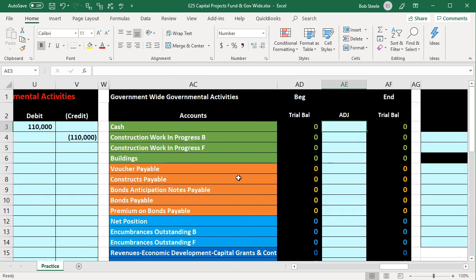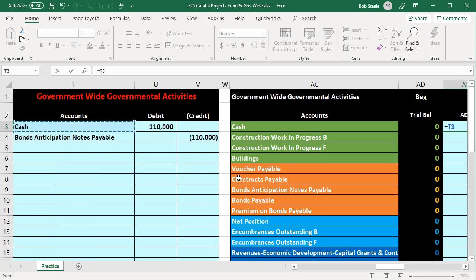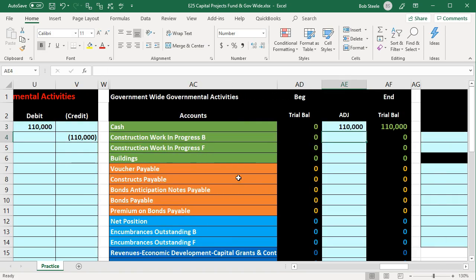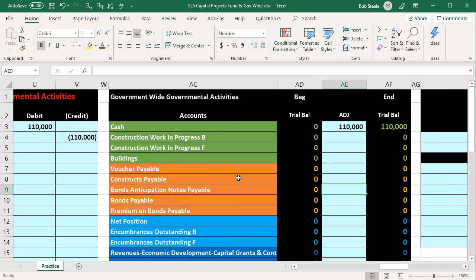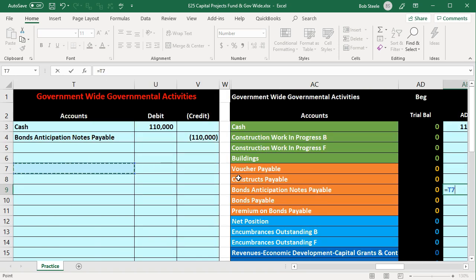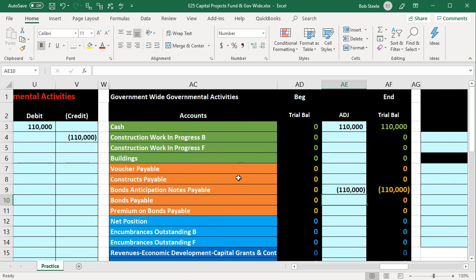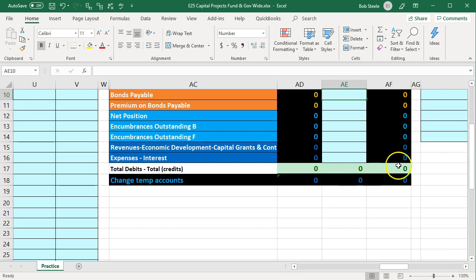So we're going to go to cash first. That's in AE3. Within AE3, I'm going to say equals. Scroll back over. We're going to pick up that debit of 110,000. Then we're going to pick up the other side, which is in the bonds anticipation note payable. That's going to be down here in cell AE9, where we say equals, and scroll back over, and we're going to pick up that credit increase in the liability, and that'll put us back in balance.